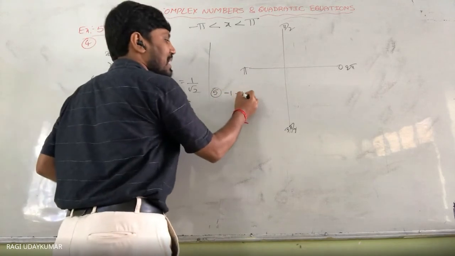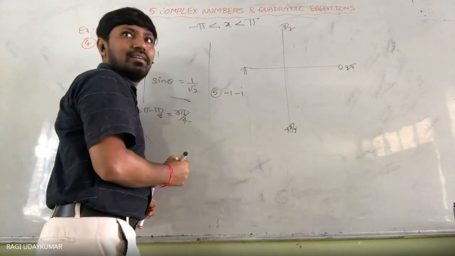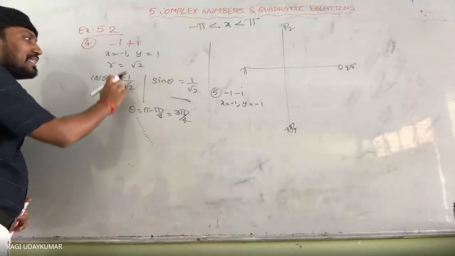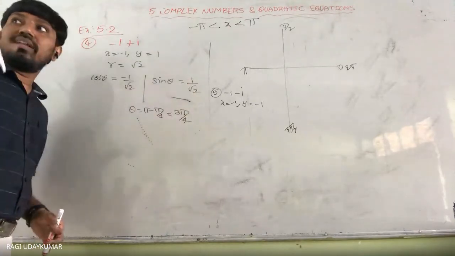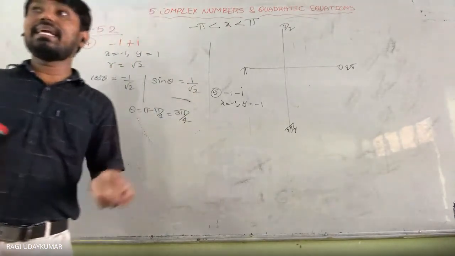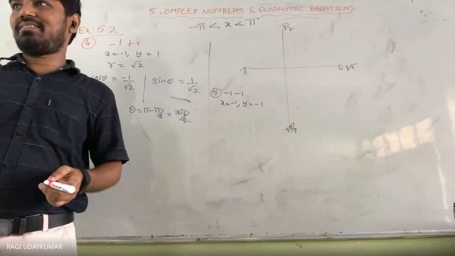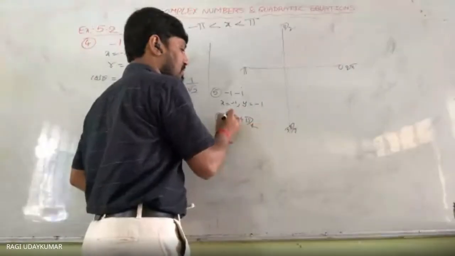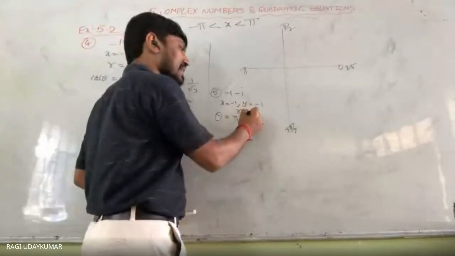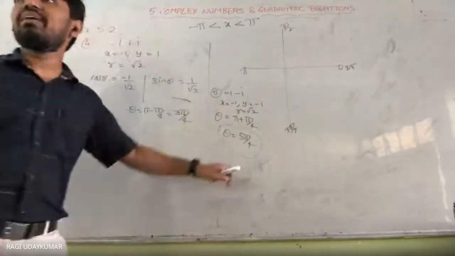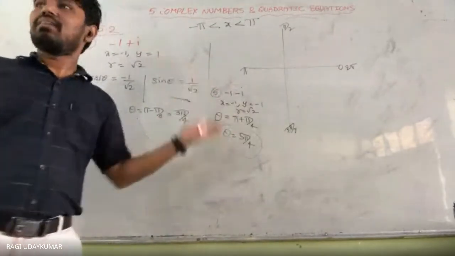Now the fifth question: both are negative. -1 minus i. x equals -1, y equals -1. So r again comes out as √2. Both sine and cos are negative, so it is the third quadrant, which is pi plus theta, 180 plus theta. 180 is nothing but pi, so we have to take pi plus pi by 4. So theta equals 5 pi by 4. Argument is 5 pi by 4.